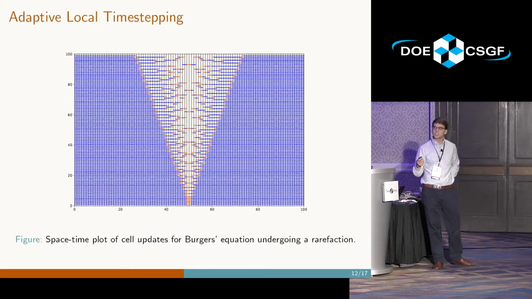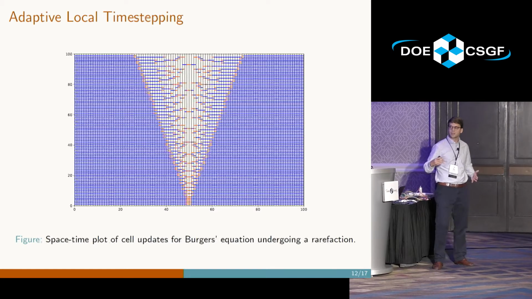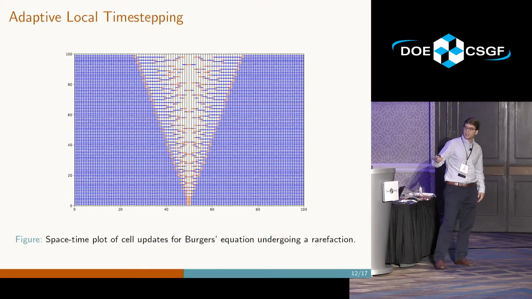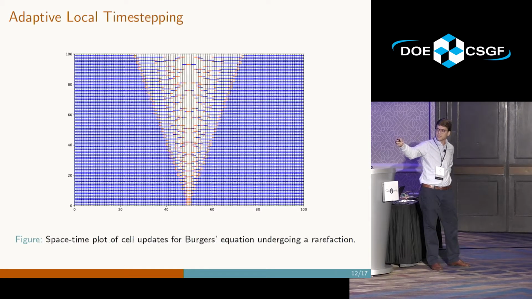So the CFL condition, very roughly, tries to limit the amount of distance a wave can travel through a cell in one time step. What I have here is a kind of space-time plot. I'm solving Burgers' equation just for the sake of simplicity. On the x-axis, I have elements, or the spatial domain, and on the y-axis, I have time.